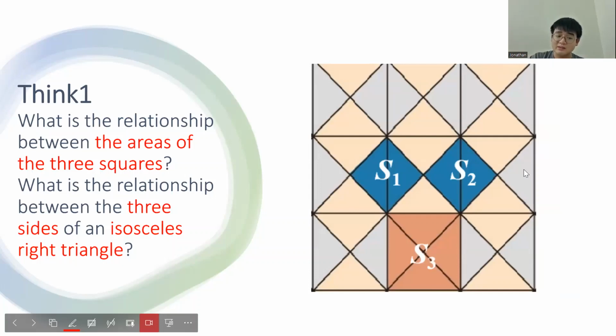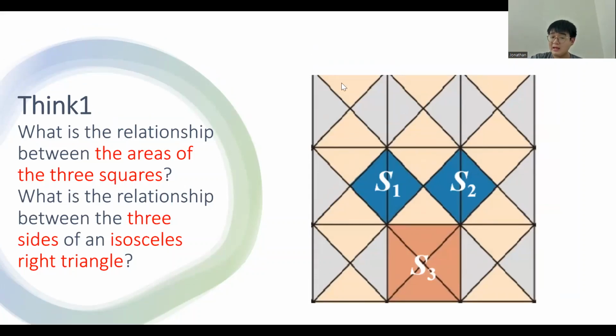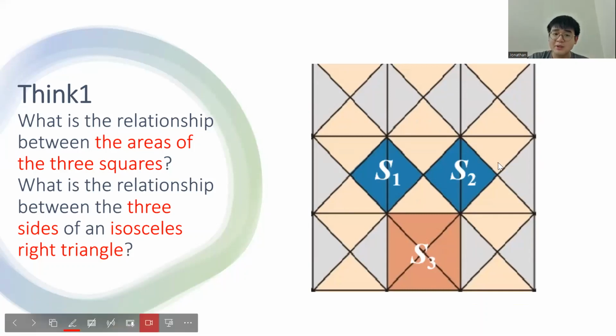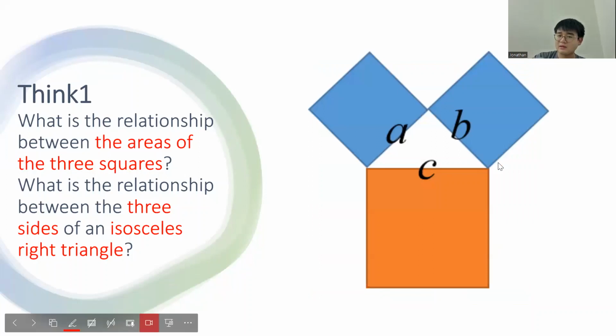Which of them are equal? The area. Yes, very good, Boya. The area of square 1 plus the area of square 2 equals the area of square 3. This is the relationship. So we can actually write it. Let's say the length of the first square is A, the length of the second square is B, and the length of the third square is C.